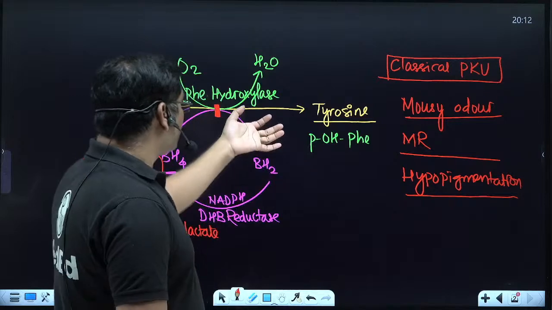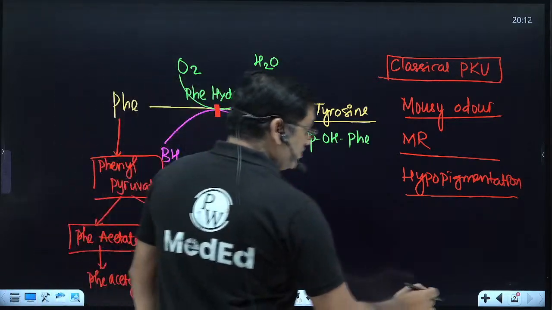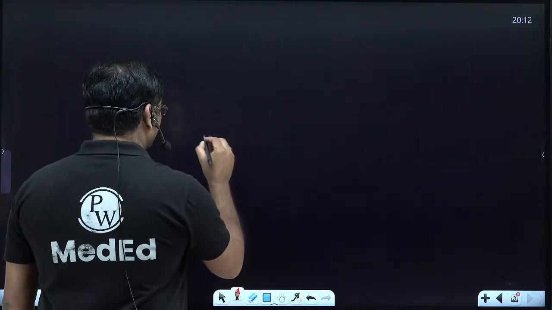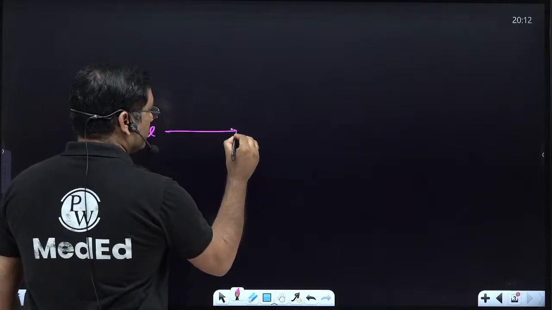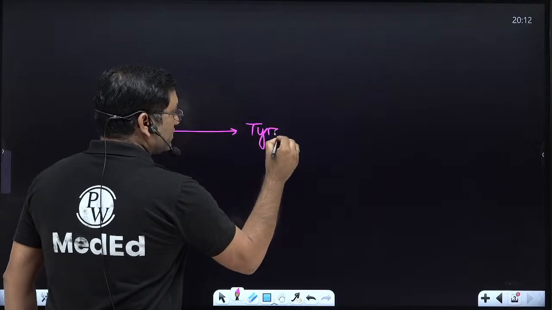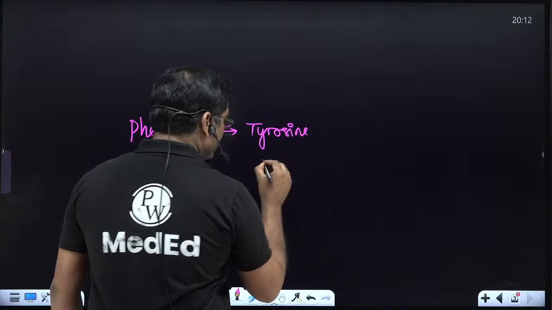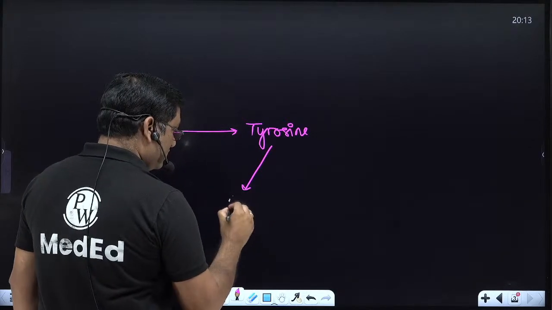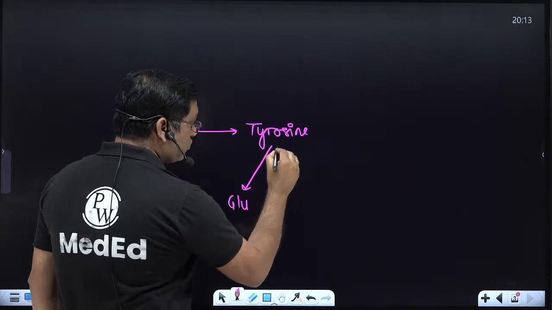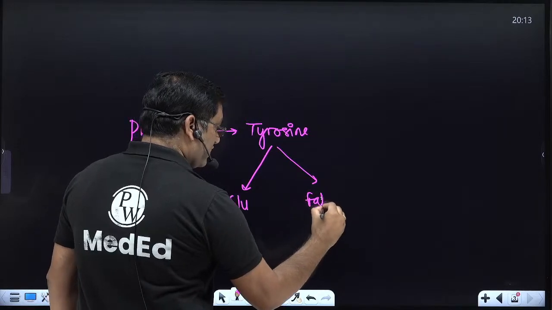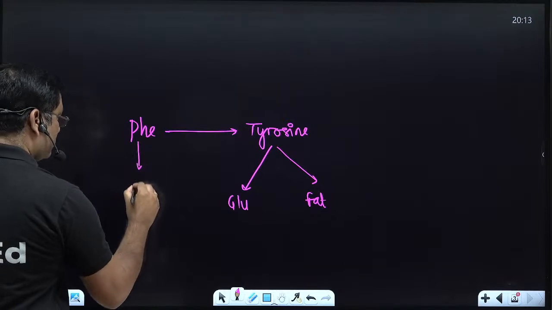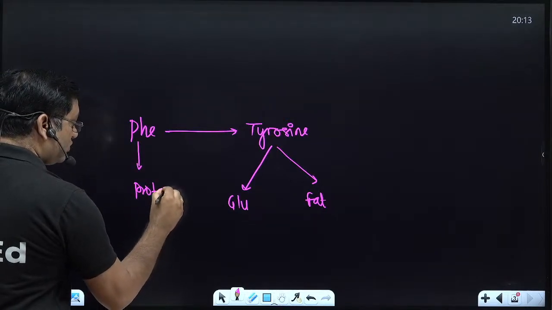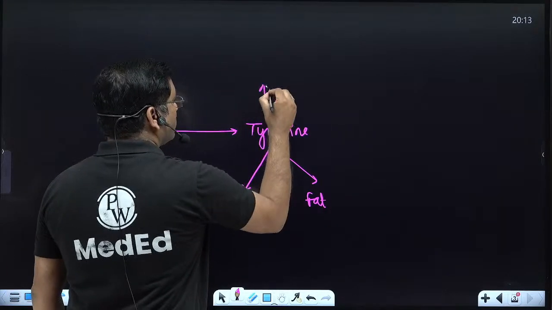What are the different compounds given by tyrosine? Phenylalanine is converted into tyrosine, and this tyrosine is glucogenic as well as ketogenic. So it will give you glucose, it will give you fat. As these are amino acids, they will be incorporated during protein synthesis, so they will give you proteins.